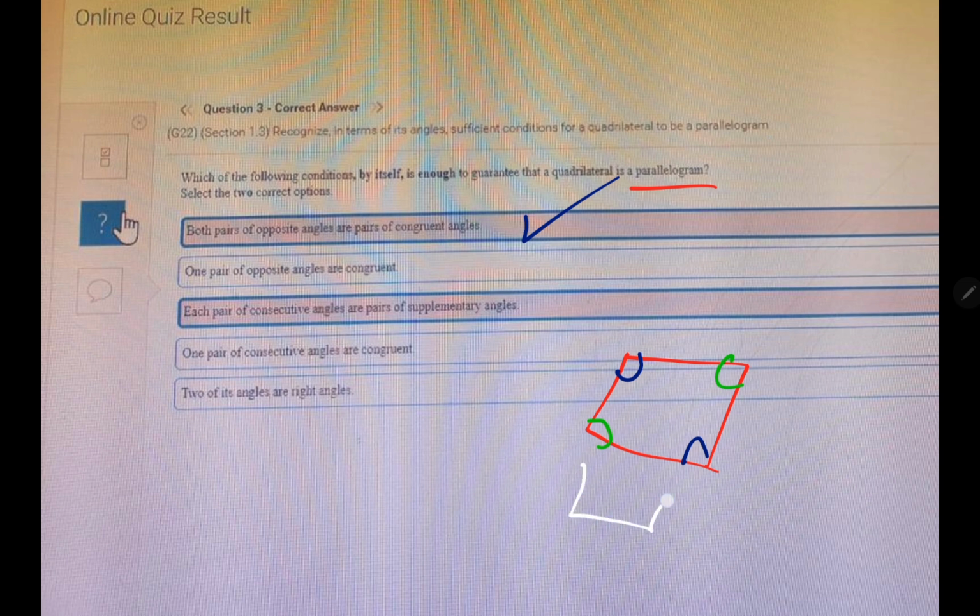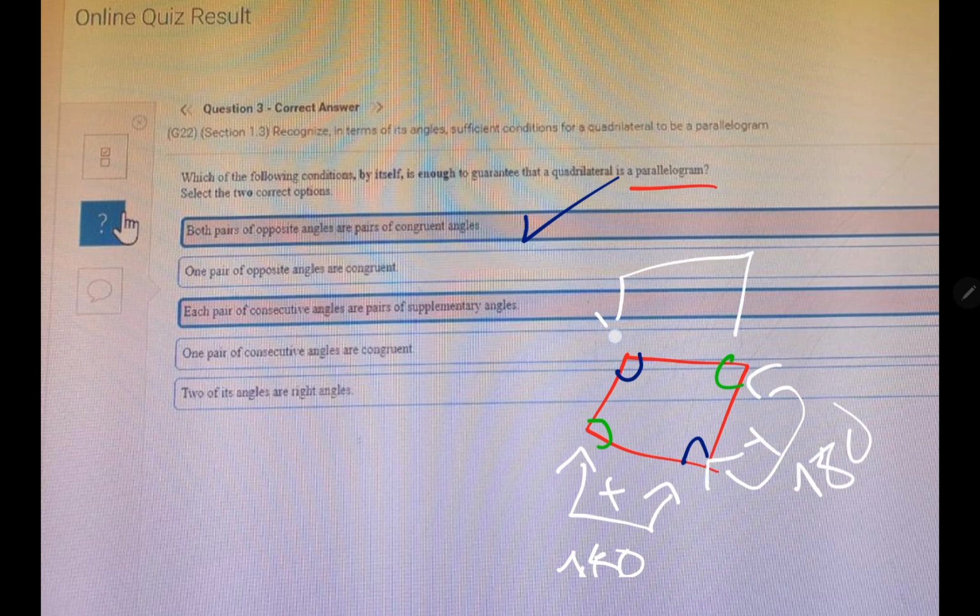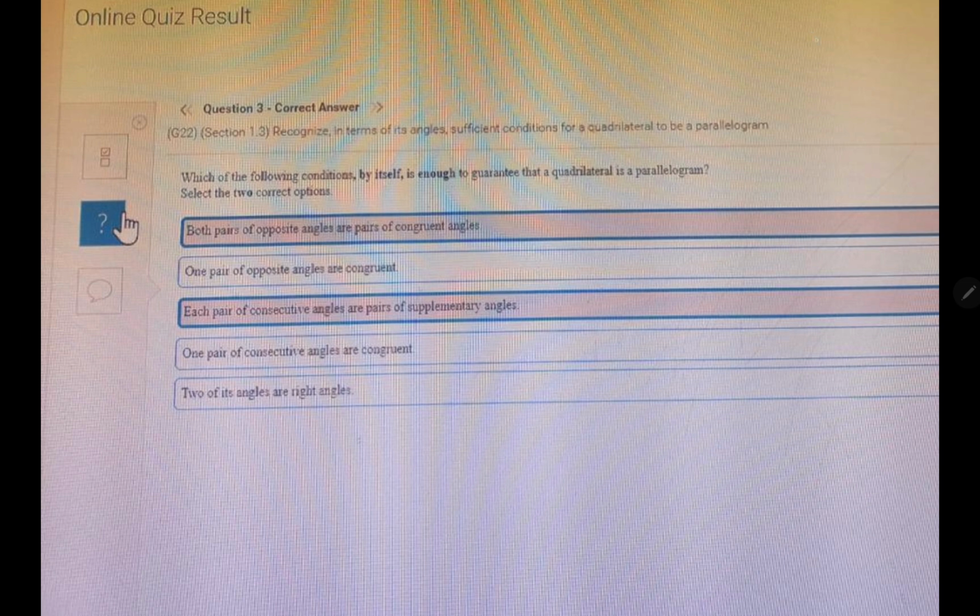Now, each pair of consecutive angles are supplementary. That means here, this is 180. This plus this is 180. This plus this is 180. This plus this is 180. This plus this is 180. So yes, this is correct.